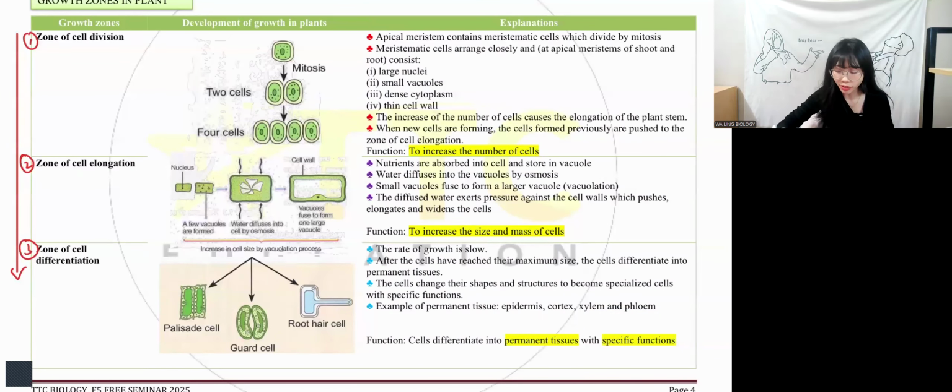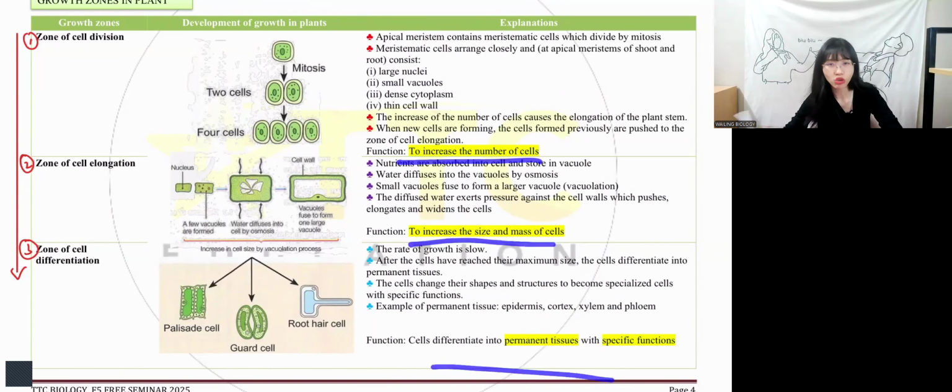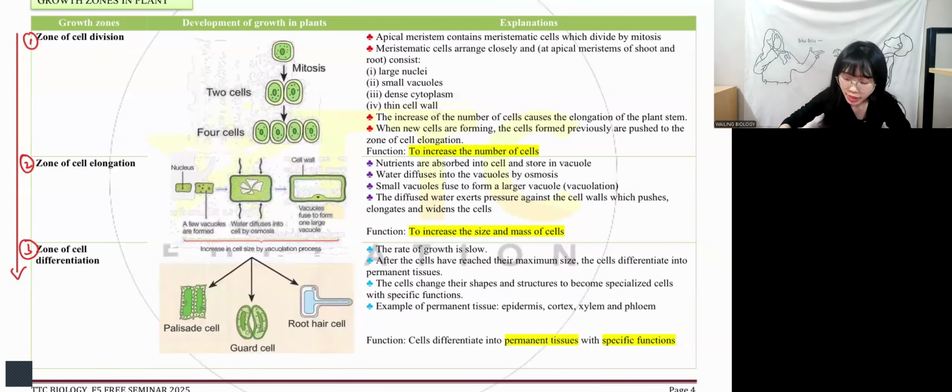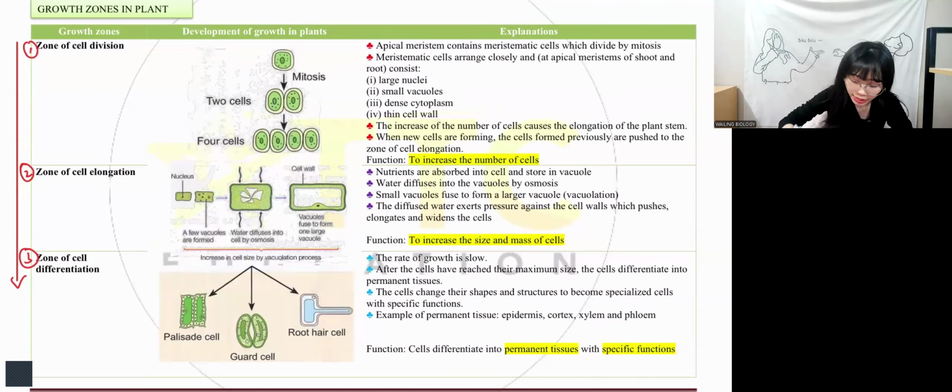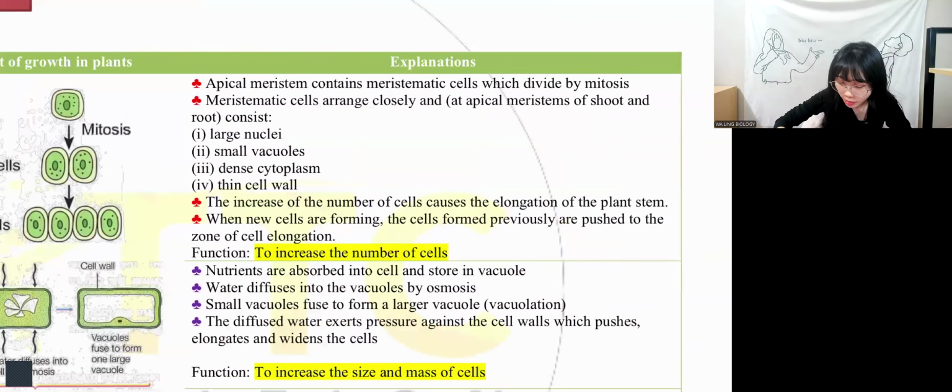So I actually highlighted all of the functions for you to know in the 3 zones. In zone of cell division, because they want to increase the number of cells, they have to carry out one important process called mitosis, because only mitosis can produce genetically identical cells. It only happens in where? In the apical meristem. Apical means what again? Apical means tip. Very good. What does meristem mean? Meristem means young, correct? Young plant cells.